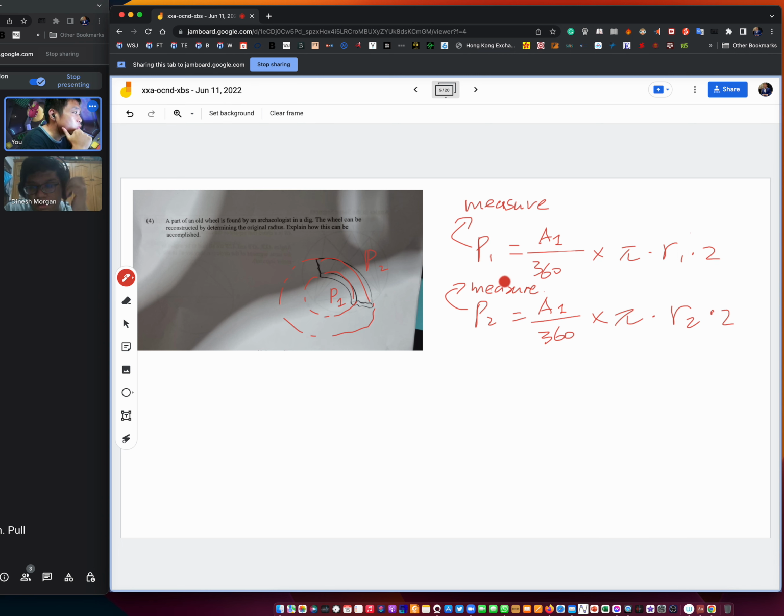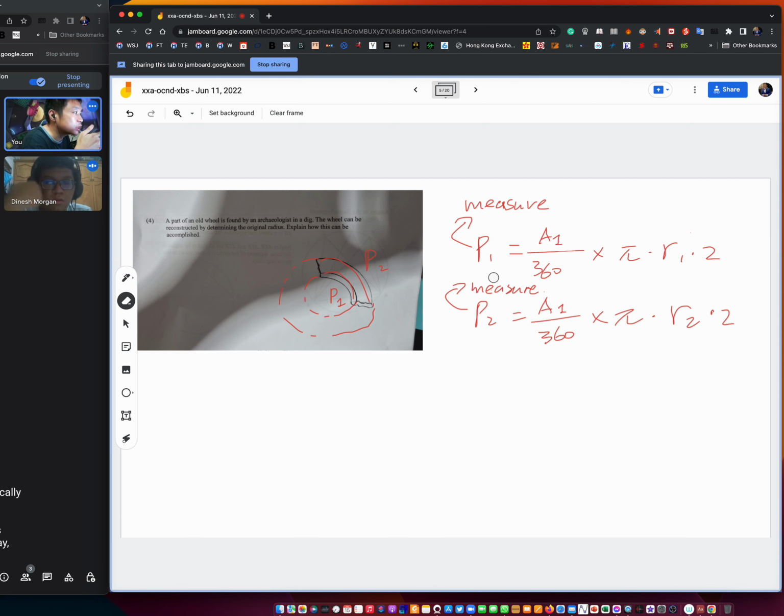Okay, so once you measure the P1, your P1 is known, your P2 is known, then what? Then basically this R1, they ask you to find the radius, right? So the radius one will be given by this. So basically this is two unknowns and a simultaneous equation.